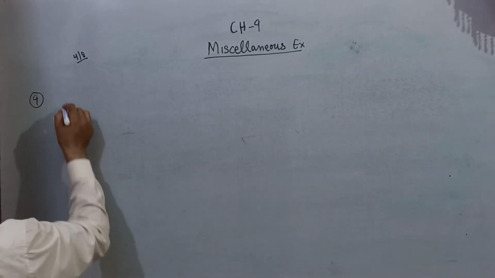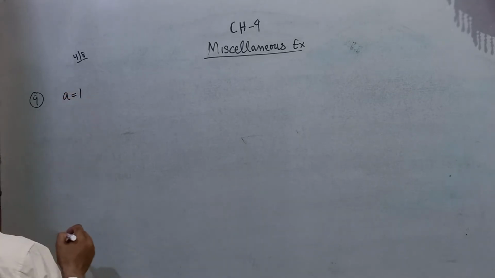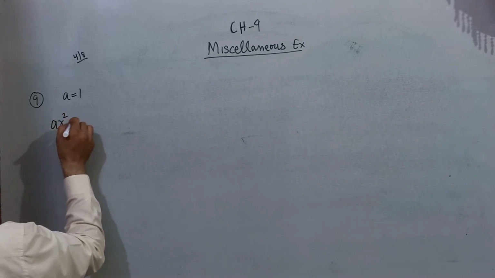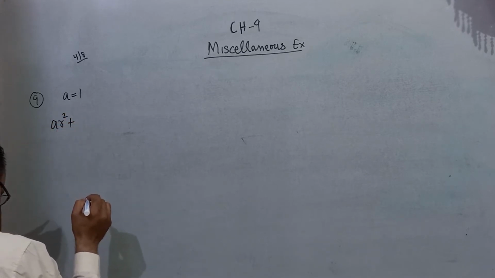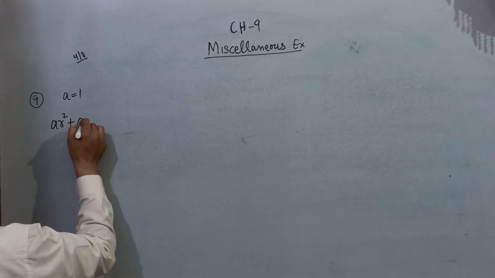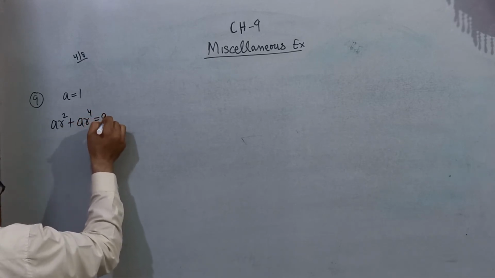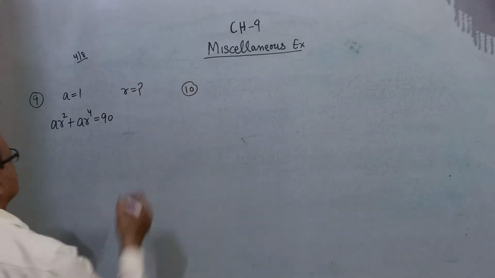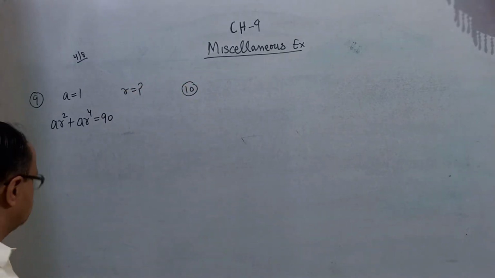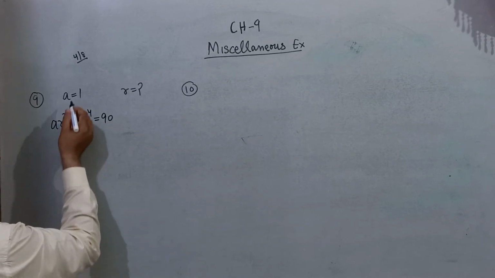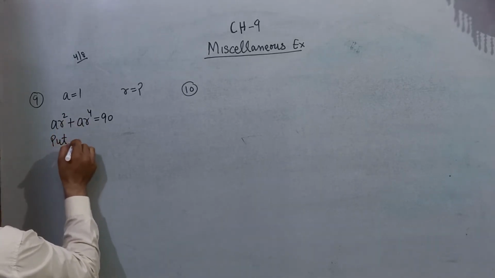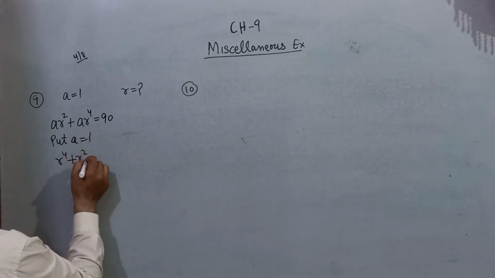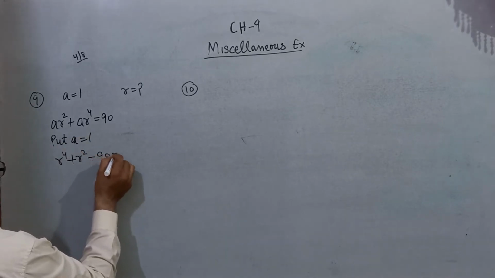The first term of the GP is given as 1, and the sum of the third term, ar^2, and the fifth term, ar^4, is equal to 90. Find the common ratio. This is the 9th question. Put the value of a as 1 here. So you will get r^4 plus r^2 minus 90 is equal to 0.